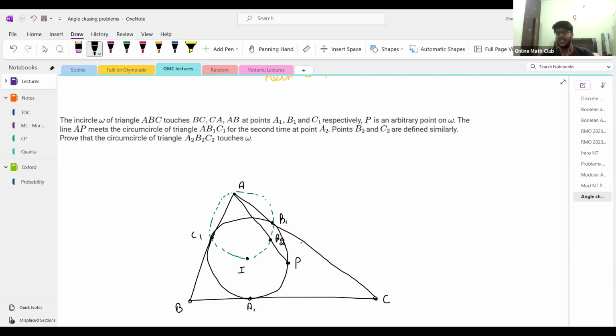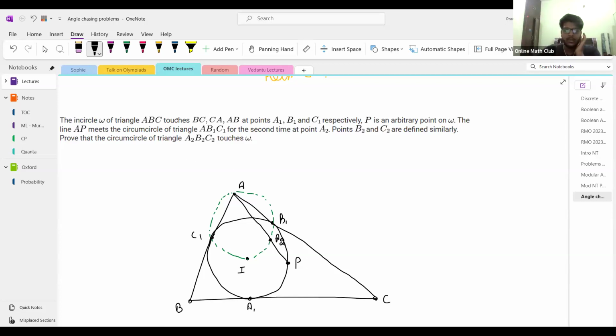Firstly, it looks very scary because A2, B2, C2 are very convoluted points, and then you're talking about its circumcircle, which is even worse. And then you have to show tangency, which is generally a hard thing, according to me at least. So it looks like a very hard problem at first glance, but this is actually very easy once you see the solution because it involves a lot of things which you have seen before. So it also depends on memory, I guess.